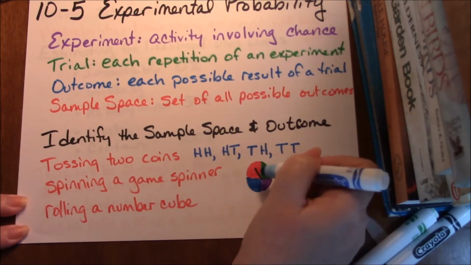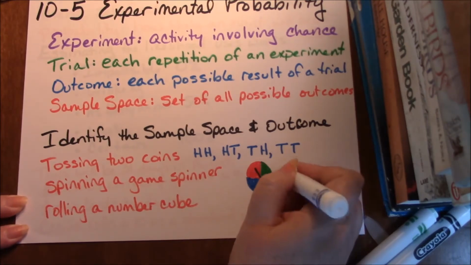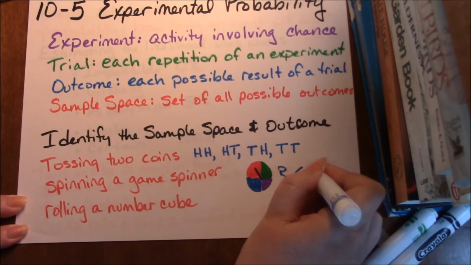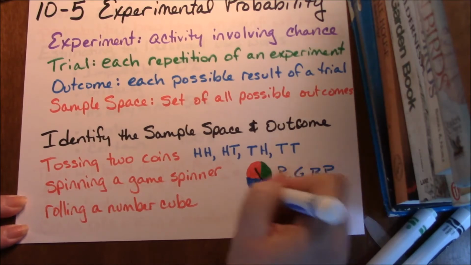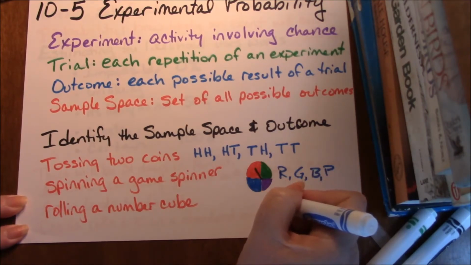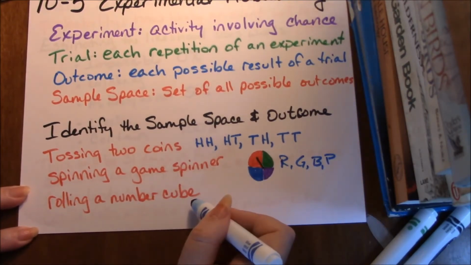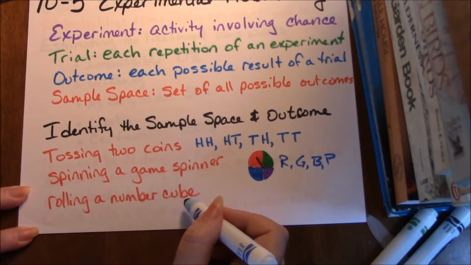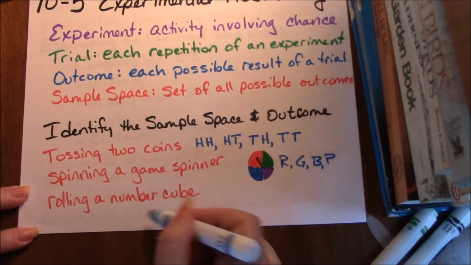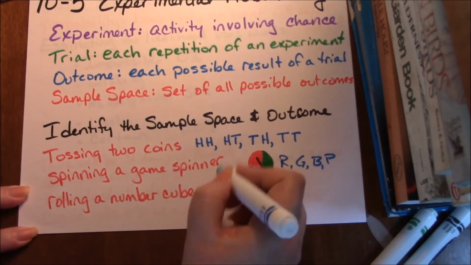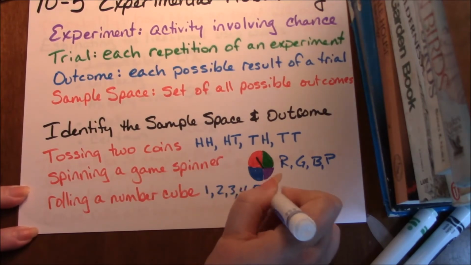Spinning a game spinner. Well, your sample space is I could either get red or green or blue or purple. So that's our sample space. And then if I actually spun the spinner, if it wasn't drawn on my paper, that would give us the outcome. Rolling a number cube. Now, this is the way they say dice, but they usually don't roll two dice, they roll one, and one dice is called a die, and they don't like saying that, so they call it a number cube. And your answers are 1, 2, 3, 4, 5, or 6.